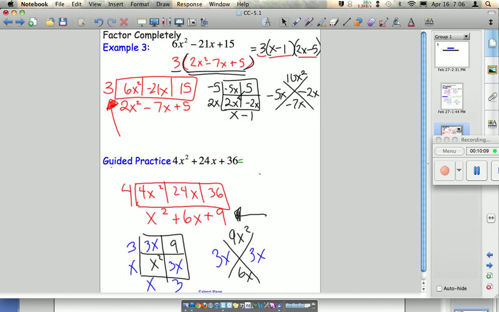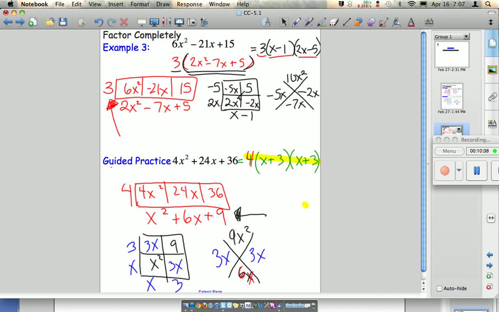We fill in the x squared and the 9, and then the 6x, of course, comes down here. And that's what we want to add up to. And we find that it's x plus 3 by x plus 3. So our final answer should be the 4. And then we have x plus 3, x plus 3. Here's your final answer. Now, these pieces are important.